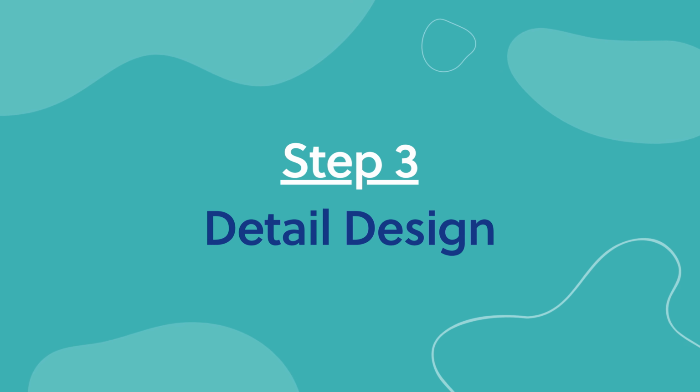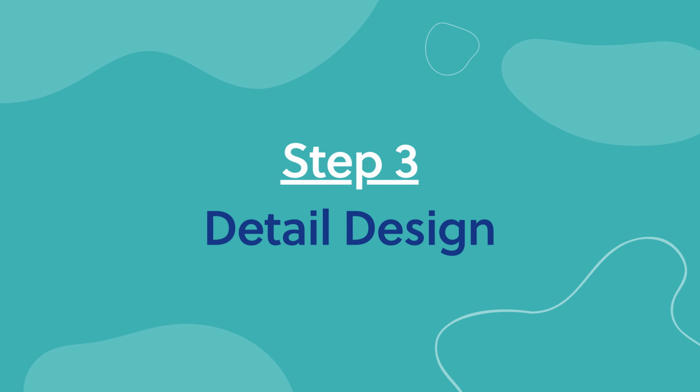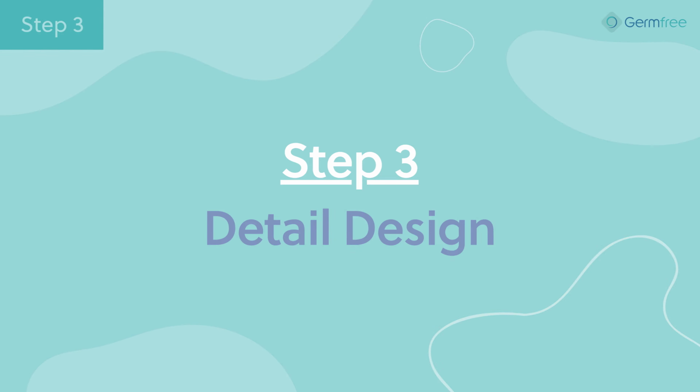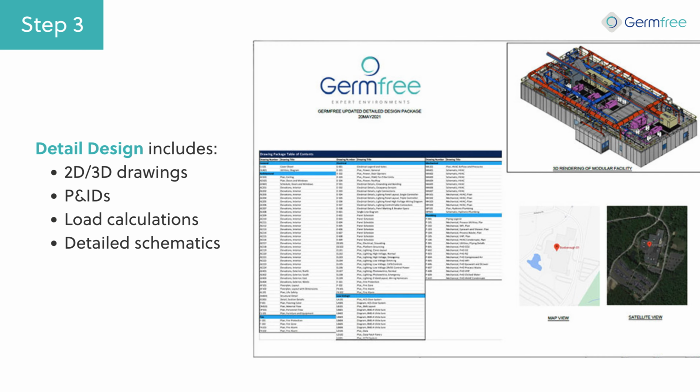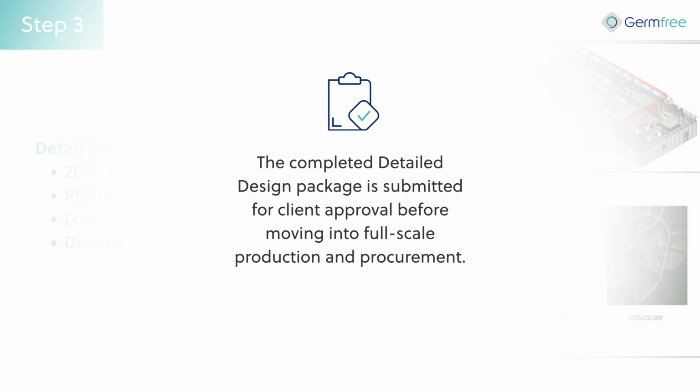Next, we dive into detailed design, where concepts turn into build-ready plans. In detailed design, our engineers develop comprehensive 2D and 3D drawings, P&IDs, load calculations, and detailed schematics that capture everything needed for fabrication and construction. Before production begins, the complete detailed design package is submitted for client approval, ensuring accuracy, alignment, and total confidence before the build begins. Now, it's time to turn plans into action.